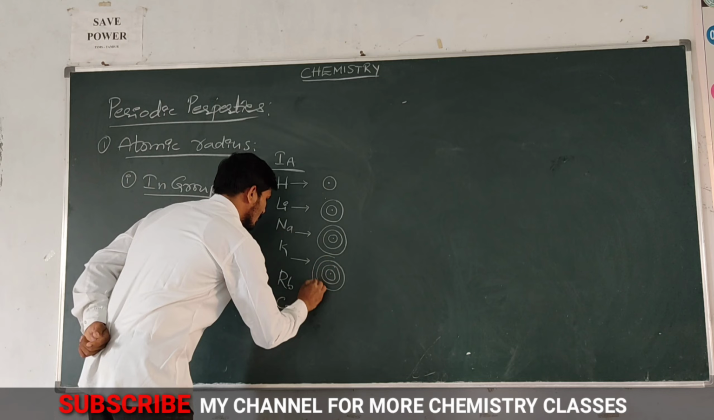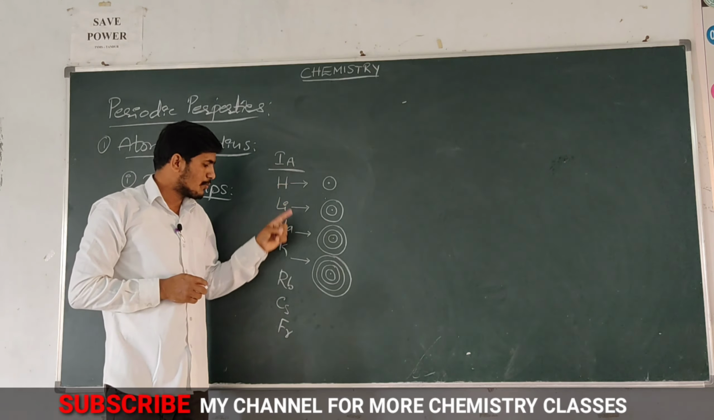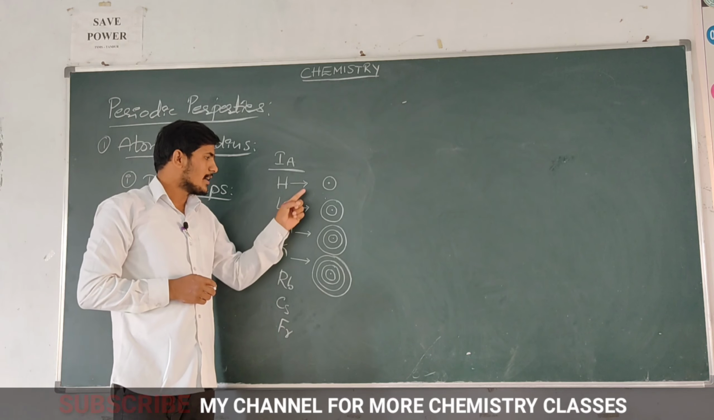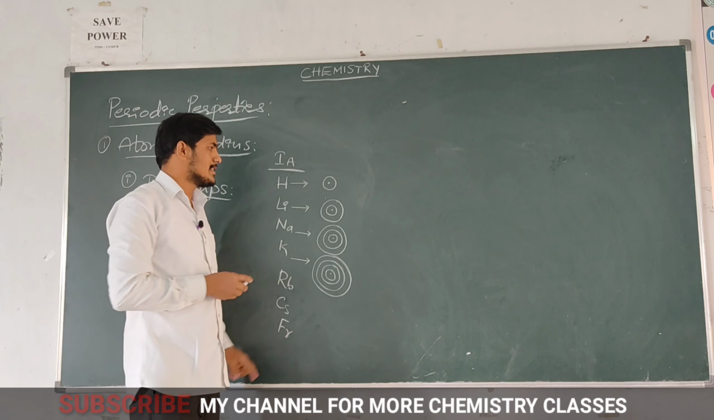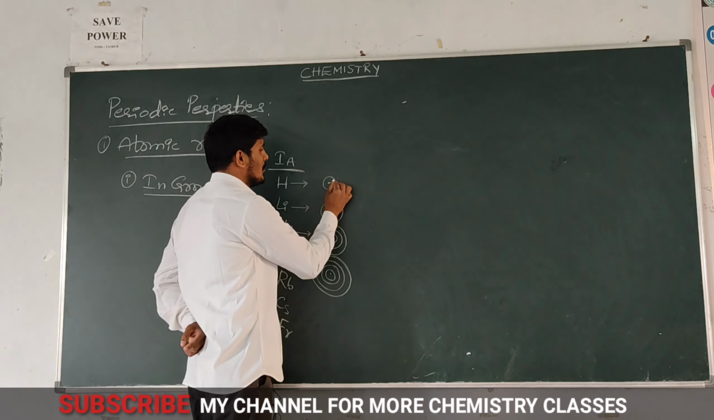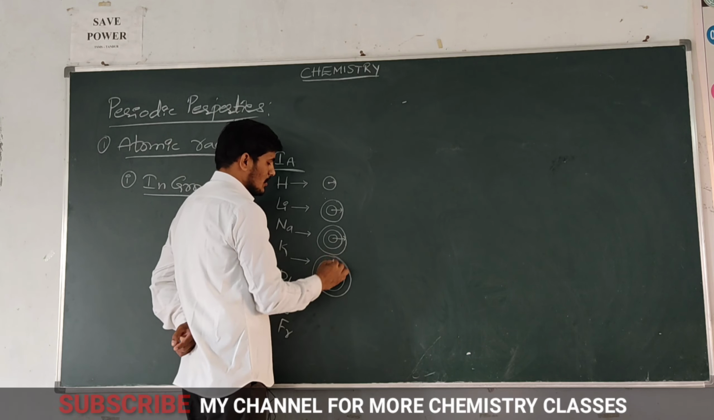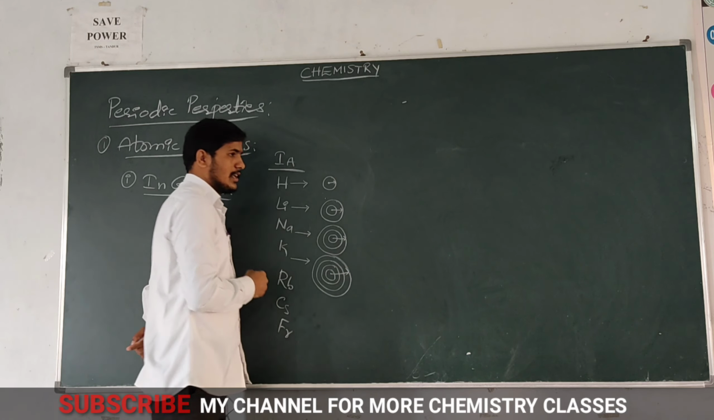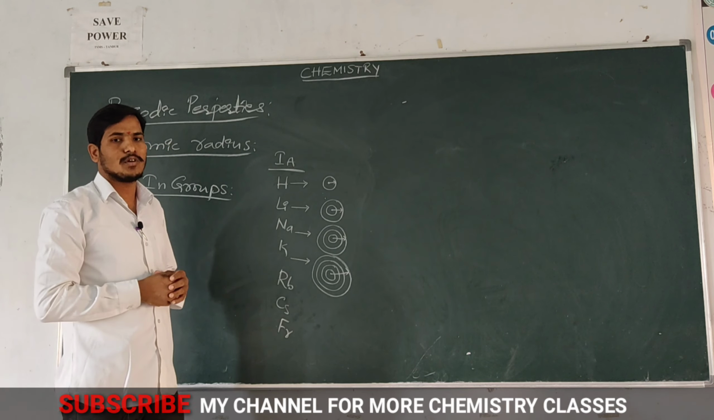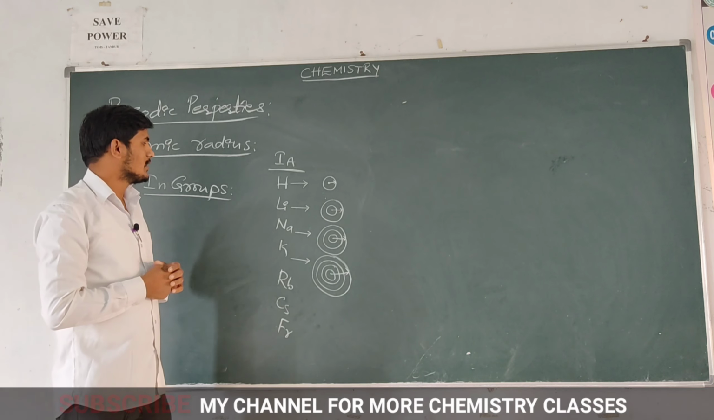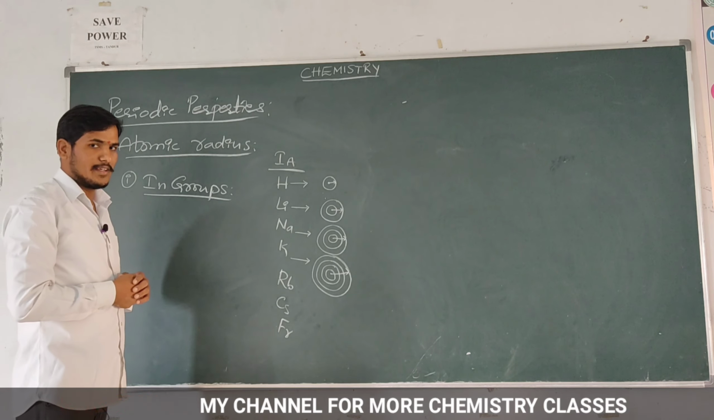So what do you observe in the structures? When we move from top to bottom in a group, the size of the atom increases, meaning the distance between the nucleus and the outermost shell increases. Yes or no? The size of the atom increases, so the atomic radius also increases. So in groups, atomic radius will increase.